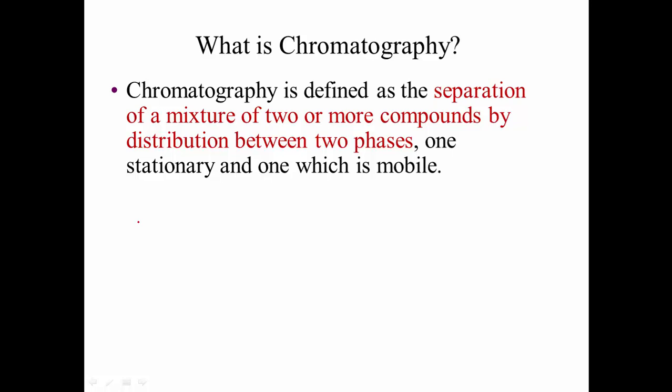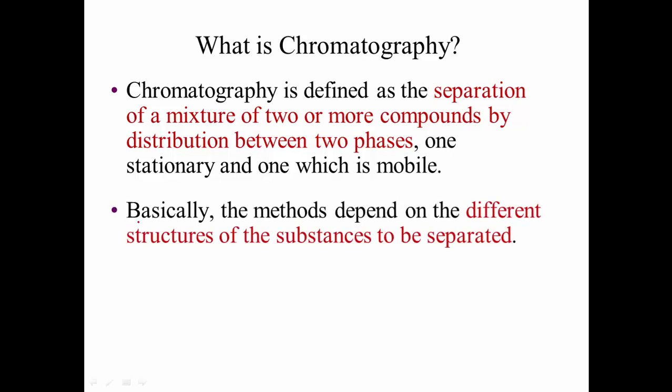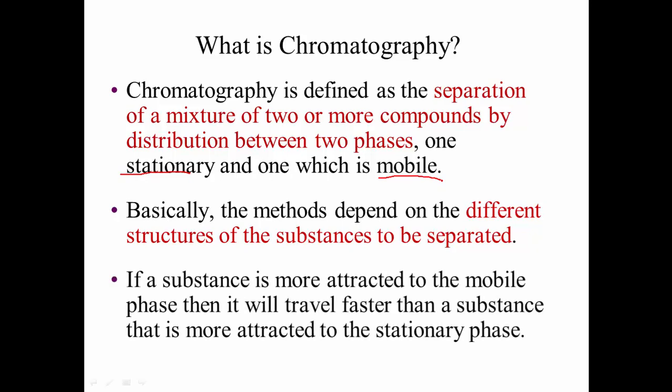So it's based on the structure of your molecules, so they're mixed together, and based on the difference in their structure, you're going to be able to separate them. The polarity of those structures is what you're really looking at. The polarity determines whether or not you're attracted to the stationary or the mobile phase, and that allows you to be separated. So if a substance is more attracted to the mobile phase, then it's going to travel up the chromatography paper faster than a substance that is more attracted to the stationary phase.